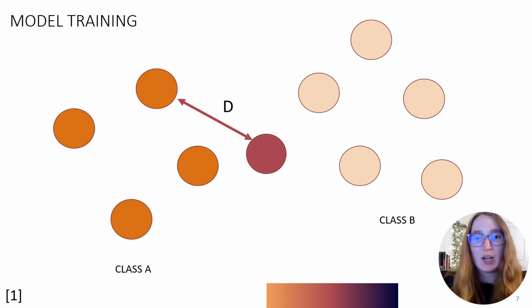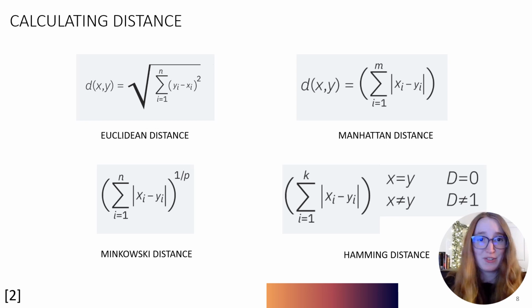So, how might we go about calculating this distance? There are many different distance calculations that are compatible with the k-nearest neighbor model. For example, there is the Euclidean distance, the Manhattan distance, Minkowski distance, and even Hamming distance. However, depending on the parameter estimation problem at hand, one method of distance calculation may be more advantageous than another.